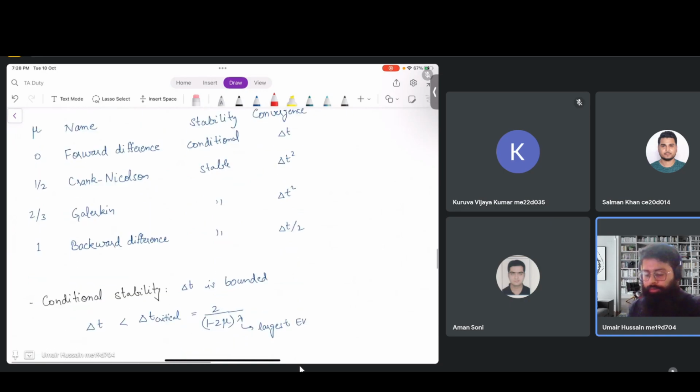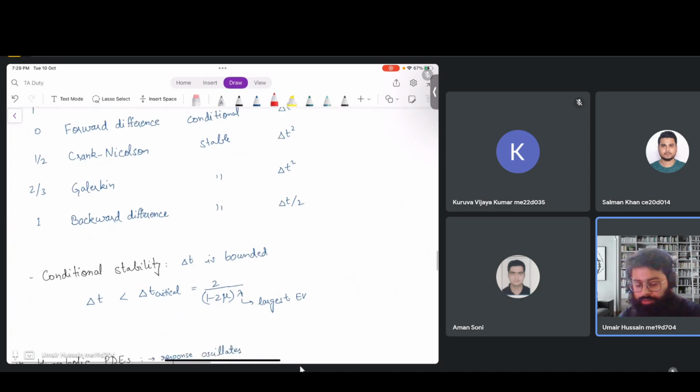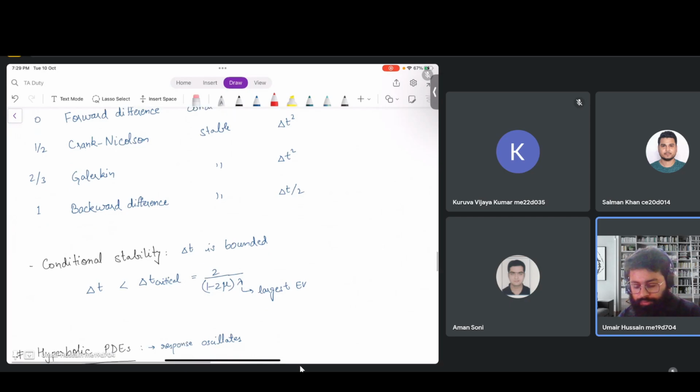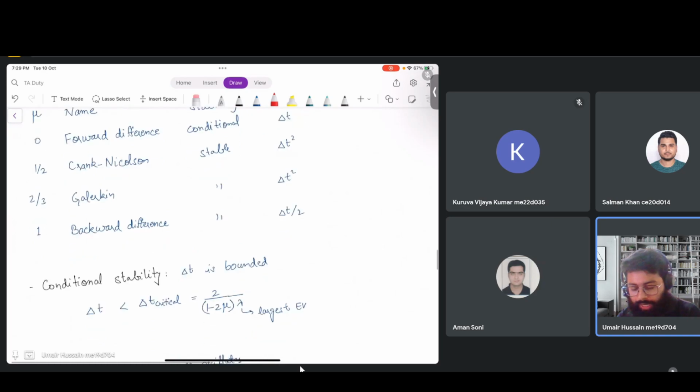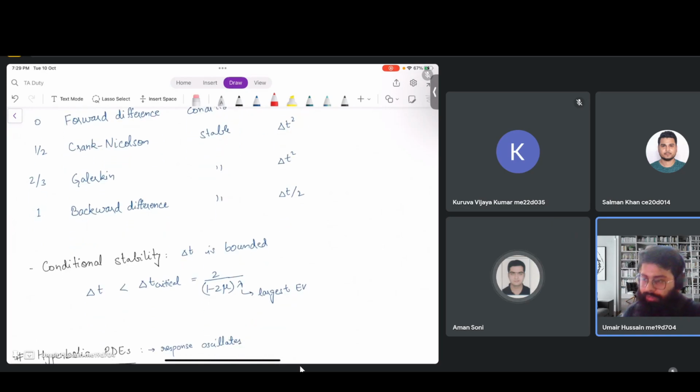So we talked about conditional stability. Stability which is conditional means that the time step is bounded for it to be stable. We can't use a time step beyond a certain limit. So at times the condition here is that the time step should be less than delta t critical, which is equal to 2 upon 1 minus 2 mu times lambda. Here mu is this mu, and lambda is the largest eigenvalue. I think this was not there in the class, but I thought it would be interesting to share. But for this you need to know the eigenvalue. And this is the eigenvalue here, but in some problems it is also represented by some other parameters.